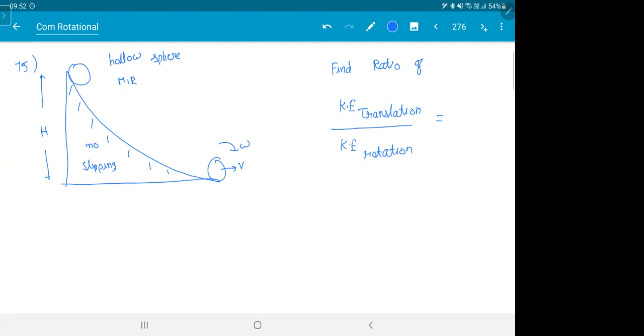Get it? Any doubts in the question, please ask me. So you release the ball from the top of an incline, height h. When it reaches the ground, there will be some energy in the form of translation, some energy in the form of rotation. What is the ratio?